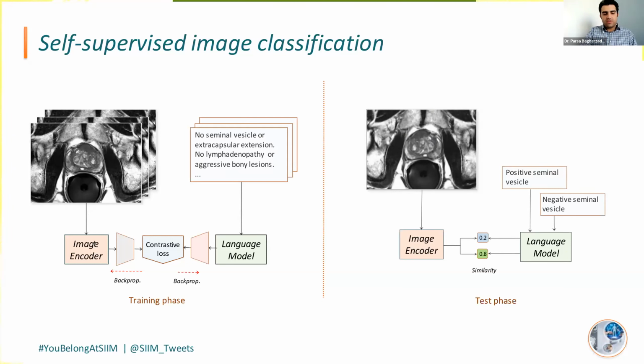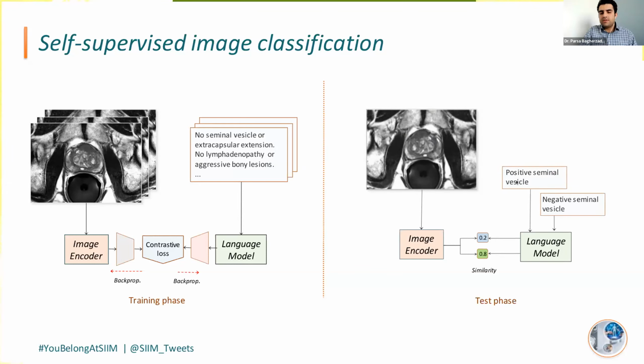We can train a system with contrastive loss, trying to minimize the distance between this image and this text, their respective representations. Then in the test phase, we have an image and we can provide two prompts. If we are interested, for instance, in the seminal vessel, we can say positive something or negative something. So we have two prompts.